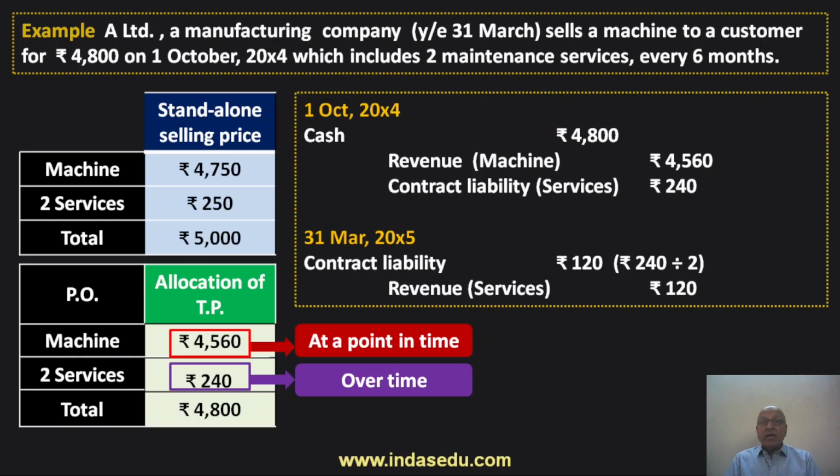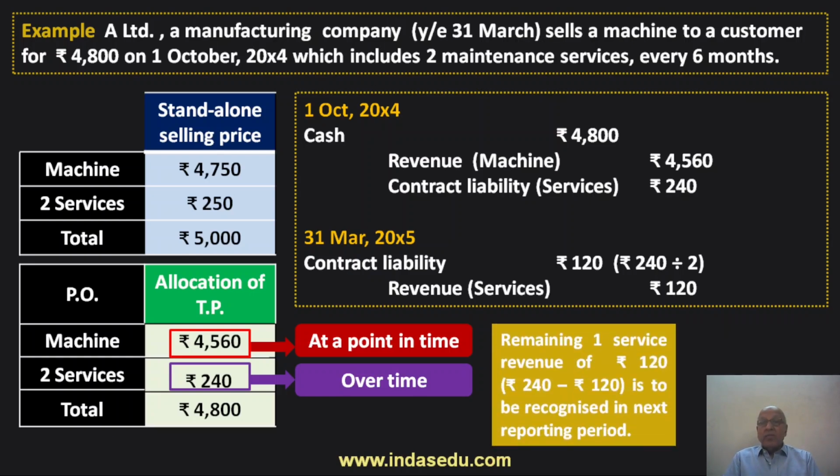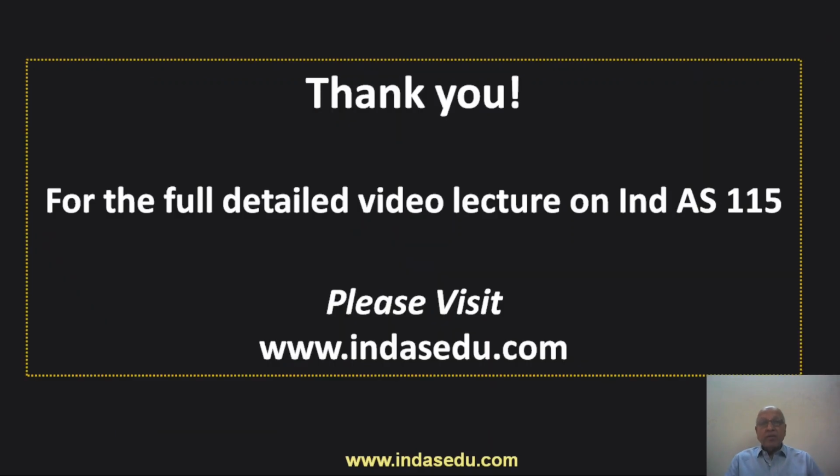At the end of the reporting period, 31st March, half of the contract liability 240 is transferred to revenue because they have performed only one service. The remaining one service revenue of 120, out of 240, is to be recognized in the next reporting period. So cash account debit on 1st October, revenue credit, contract liability credit. Contract liability becomes revenue at the end of the reporting period, half of 240, and the remaining will be recognized as revenue in the subsequent reporting period.